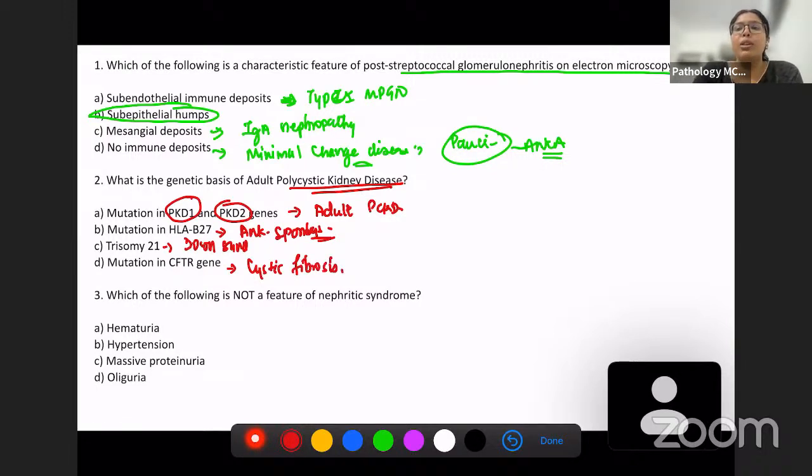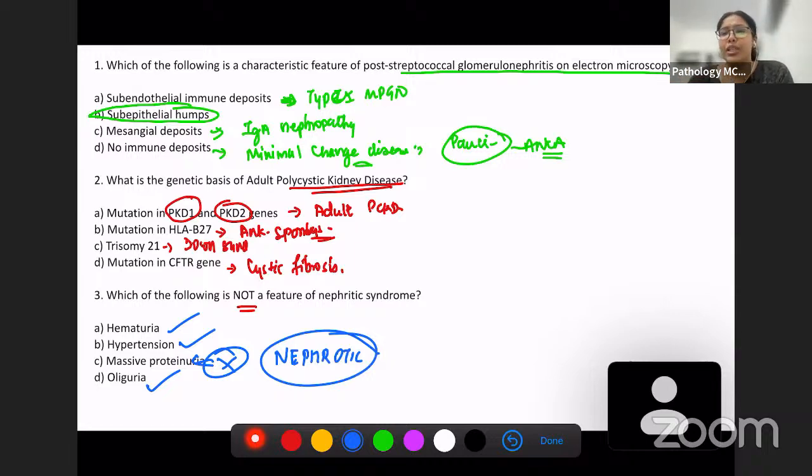Okay. Which of the following is not a feature of nephritic syndrome? Again, this is something we have already discussed. Hematuria, yes, it is a feature. Hypertension, yes, it is a feature. Oliguria also, yes. Massive proteinuria, no. Right, massive proteinuria is a feature of nephrotic syndrome.